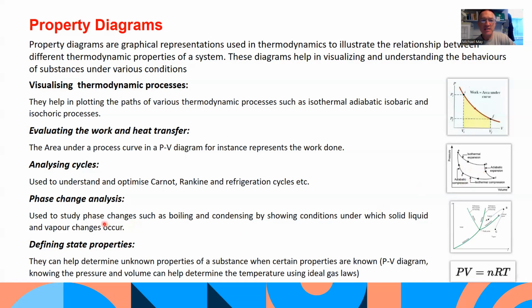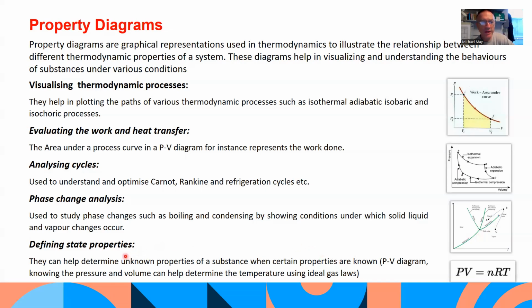Phase change analysis is used to study phase changes such as boiling and condensing by showing conditions under which solid, liquid, and vapor changes occur. So this is a PT diagram, and it's also referred to as a triple phase diagram. It shows solid, liquid, vapor phases for a particular substance. So we can see at what pressure and temperature combination we're in the solid, liquid, or vapor phase, and when we're likely to transition to one or the other phases as well.